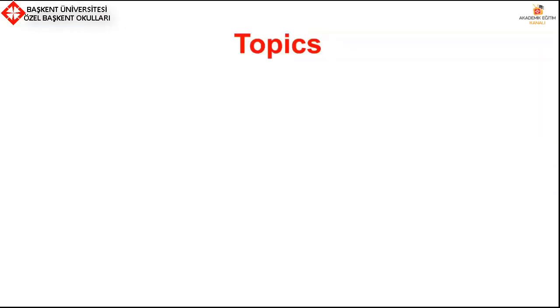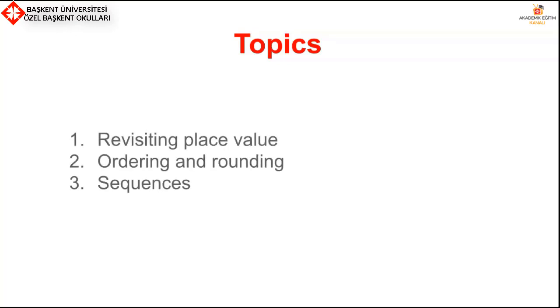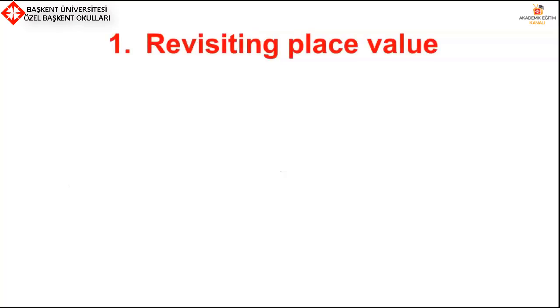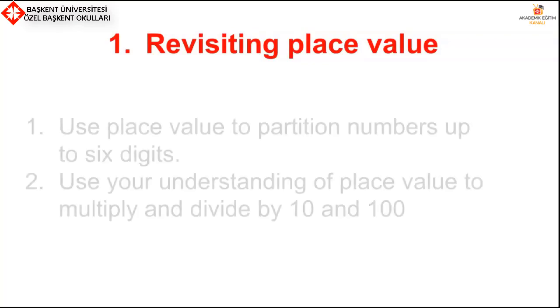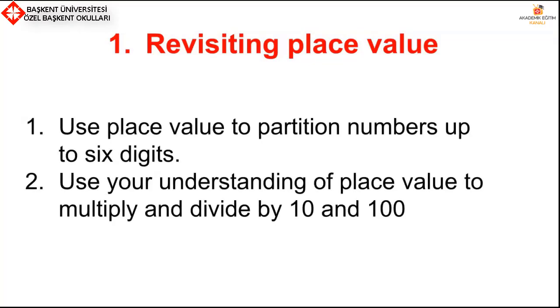In this video we're going to be covering the following topics. We're going to be revisiting place value, looking at ordering numbers and rounding numbers, and looking at sequencing. So, first of all, revisiting place value. We're going to be looking at how to use place value to partition numbers up to 6 digits and how to use your understanding of place value to multiply and divide by 10 and 100.